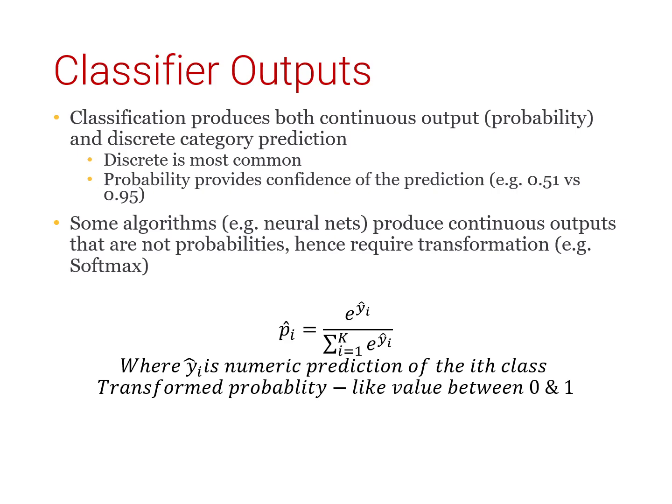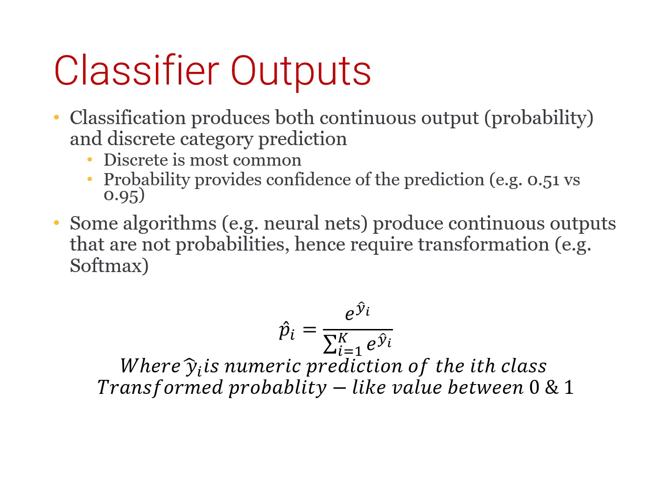For example, in a binary classification problem, the output would be either class A or class B. This type of output is straightforward and easy to interpret, making it the go-to choice for many classification tasks. However, there's more to the story than just the final class label. Many classifiers also produce continuous output, often in the form of probabilities.